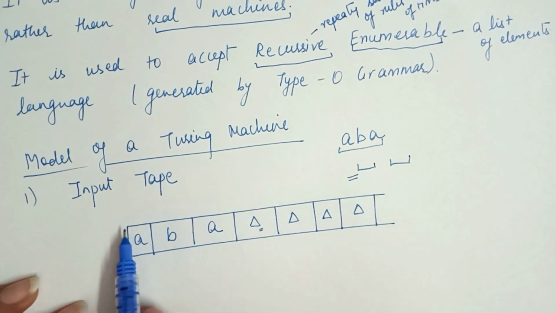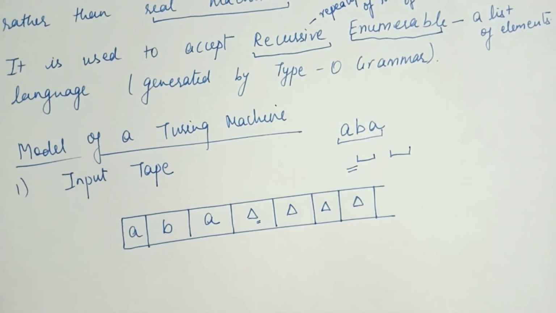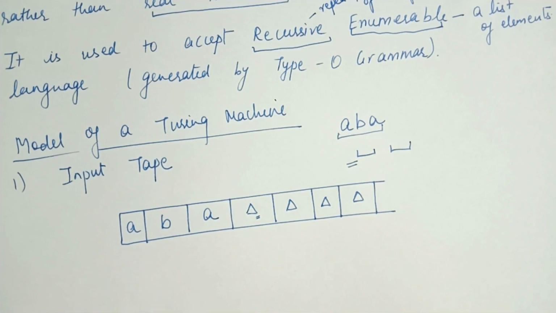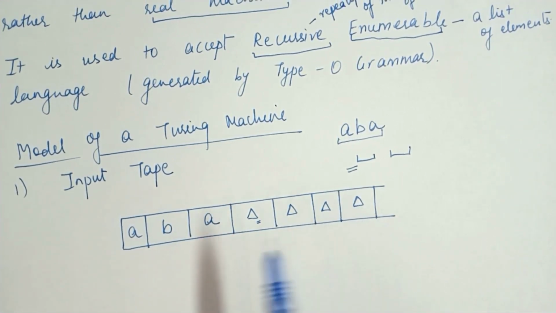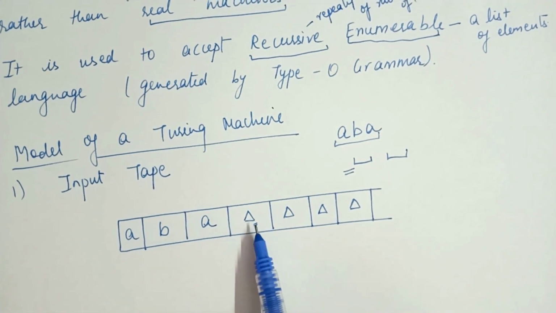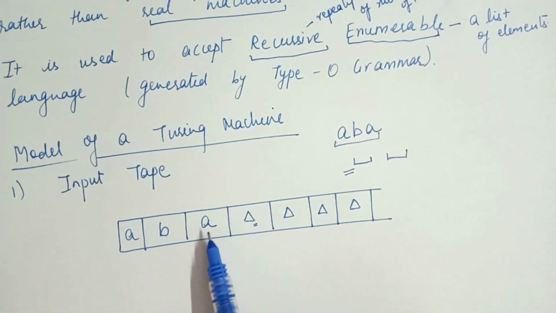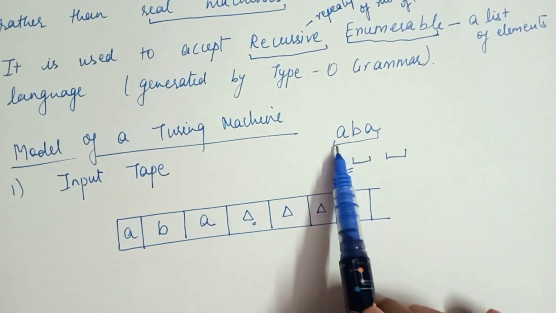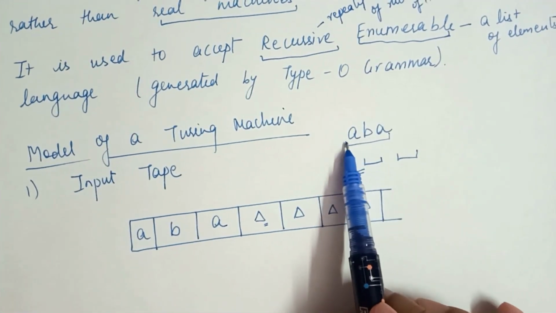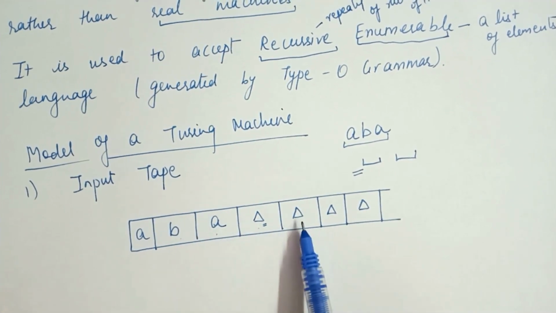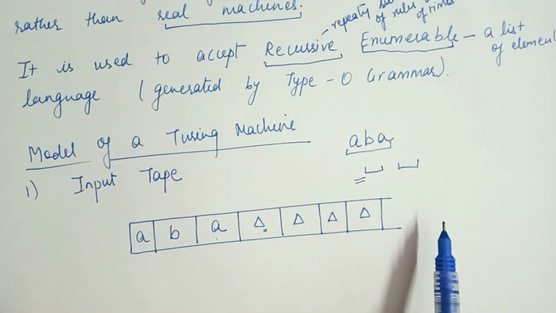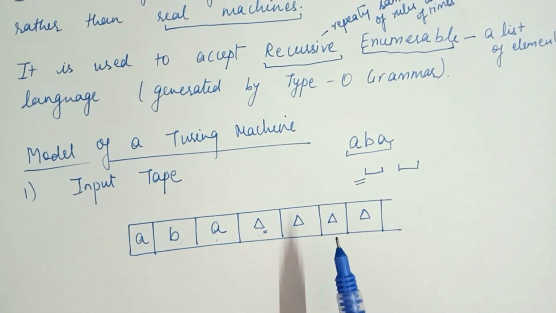So the first component of the Turing machine is the input tape. This input tape has an infinite number of cells, and each cell contains one input symbol. For example, if we have input string ABA, we fill A, B, A, and the remaining cells we fill with the blank character. So this is the first component.